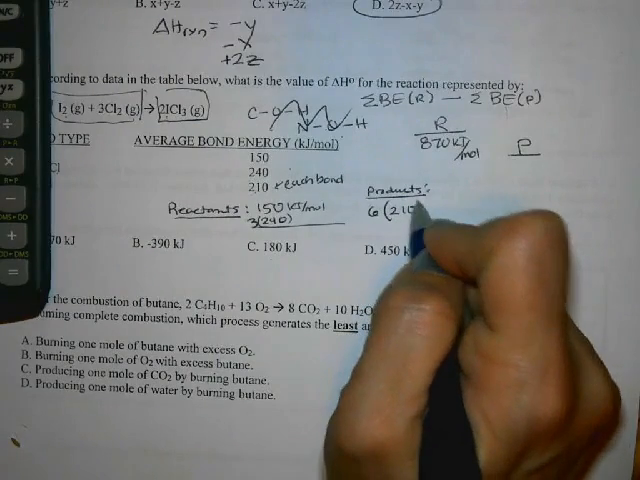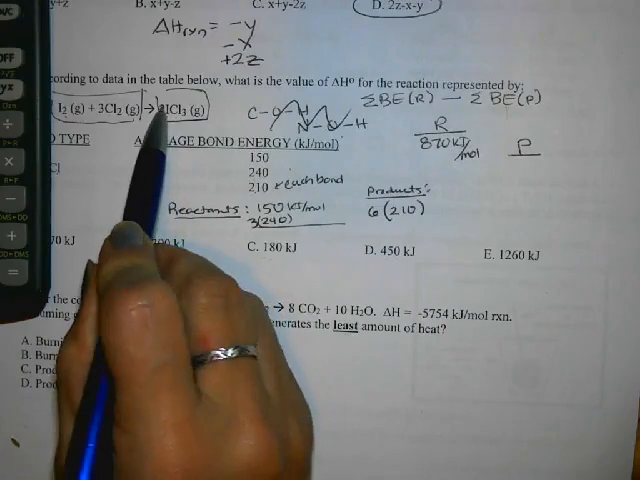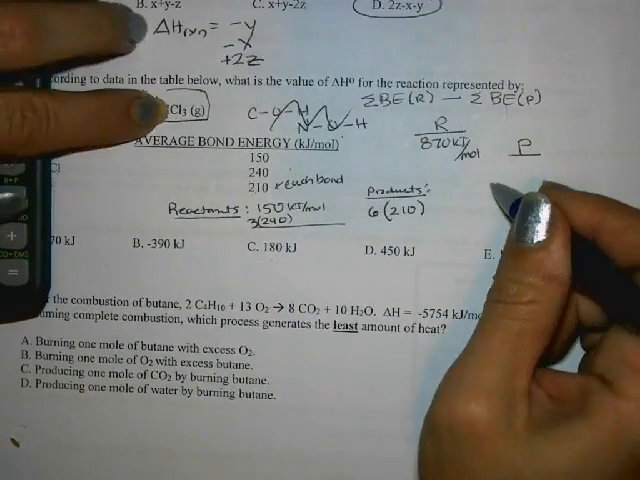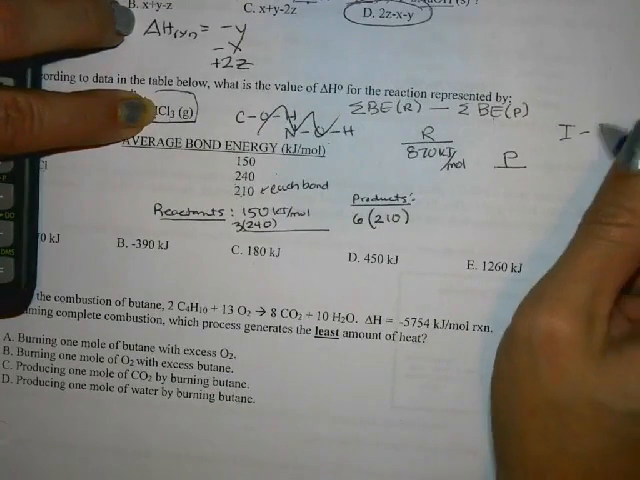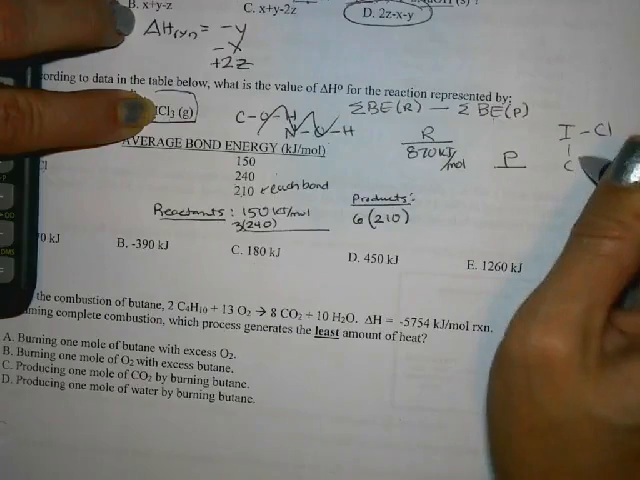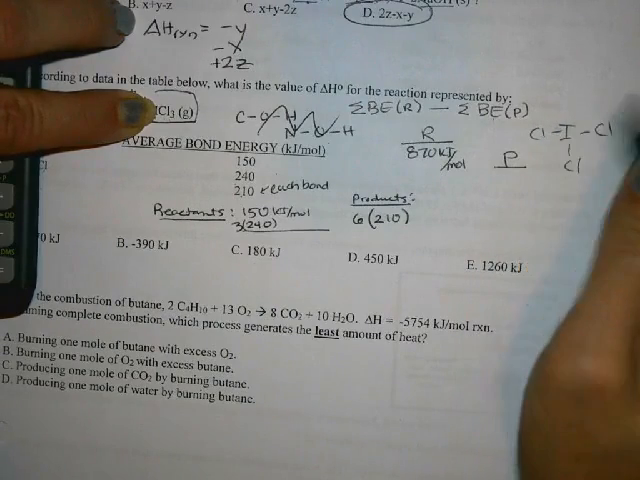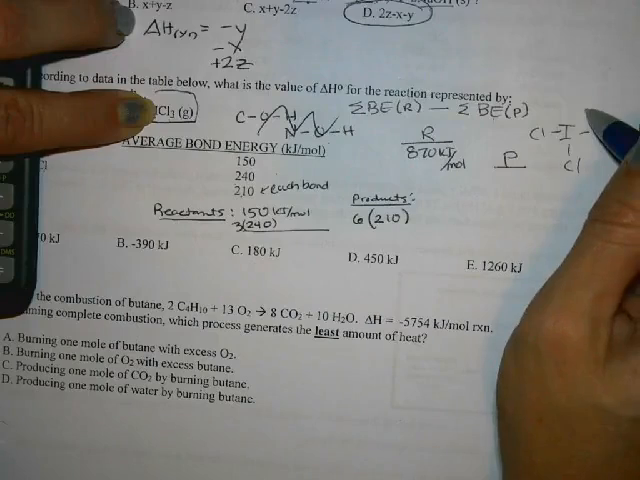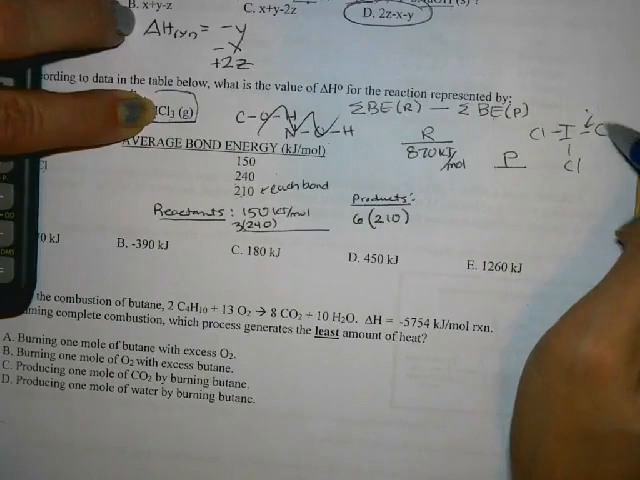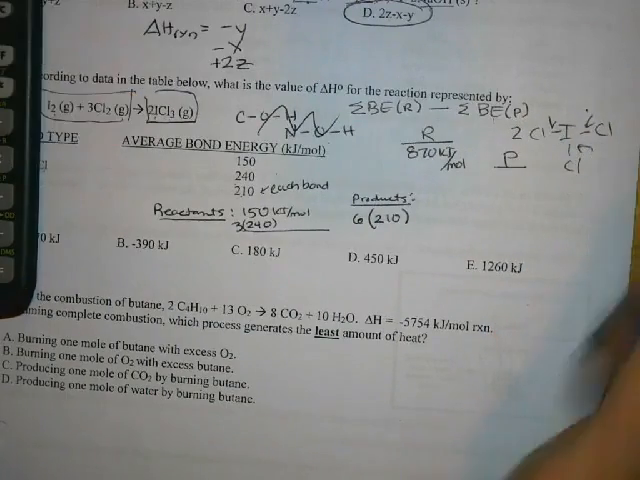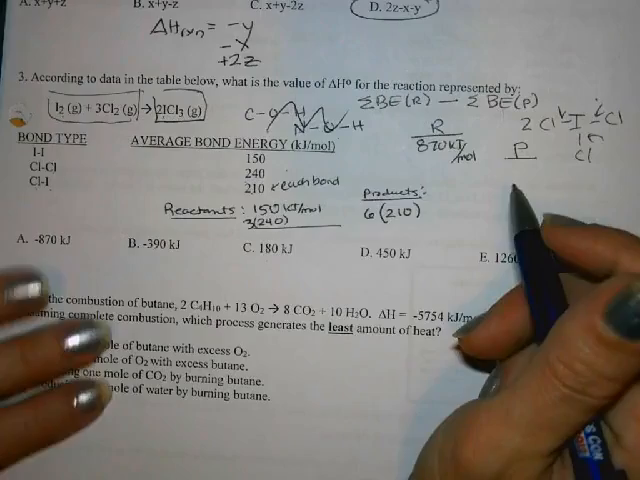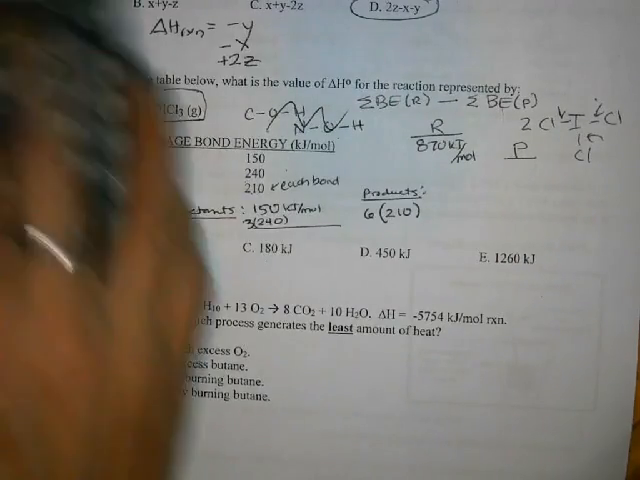6 times 2, 10. Once again, if you want me to draw the molecule, we have an I bonded to 3 Cls. Okay, and we need the energy here. There's 1, 2, 3, and then we have 2 of the whole thing. So that's why I'm getting the 6. If you're ever wondering, 6 times 2, 10.